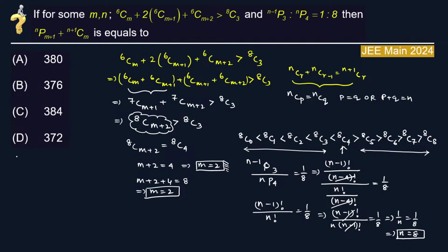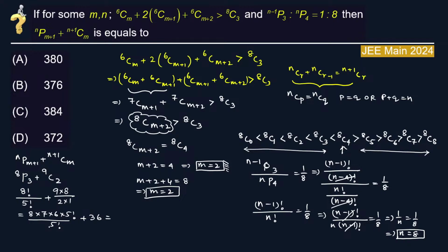Now we have to find out the value of nP(m+1) plus (n+1)Cm. So let me just put the values. n is 8 and m is 2. So it is 8P3. The formula is factorial 8 divided by factorial (8 minus 3). That gives us factorial 5, plus (9 into 8) divided by (2 into 1). So it gives us 8 into 7 into 6 into factorial 5 divided by factorial 5, plus 72 divided by 2 is 36. So this is 8 into 7 into 6, that is 336, plus 36. So that gives us 372. Hence, option D is correct.